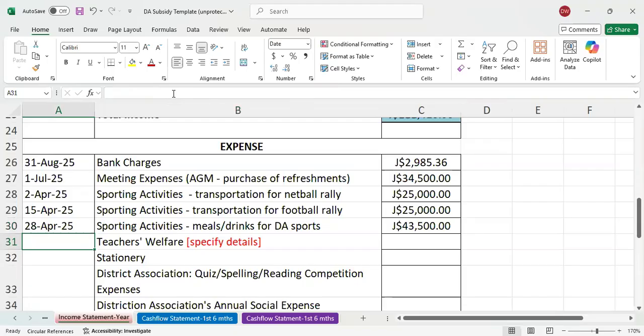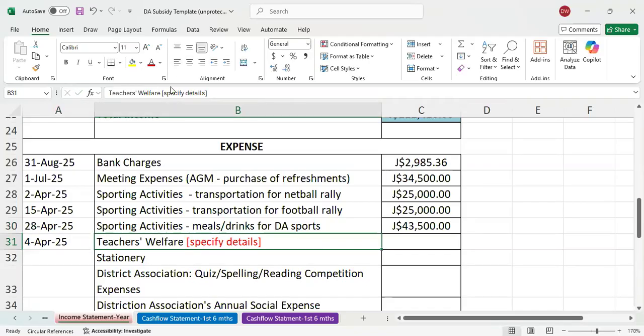Most importantly, on the 4th of April, teachers' welfare, there was, let's say, a member of the committee who served the teachers became ill, and as a result, the DA or the parish purchased a basket and a card for the ill member.